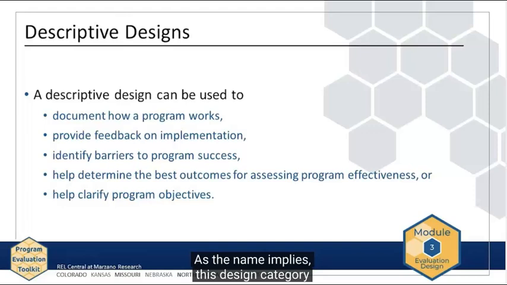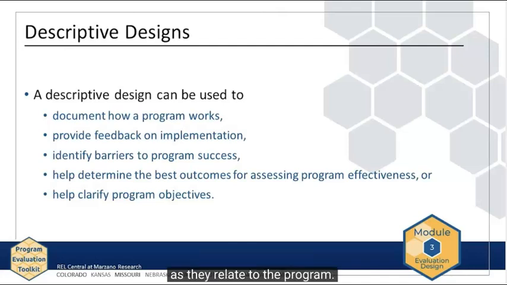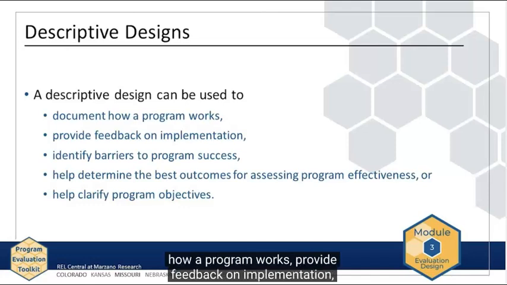As the name implies, this design category involves describing a program by addressing who, what, where, when, and to what extent questions as they relate to the program. A descriptive design can be used to document how a program works, provide feedback on implementation, identify barriers to program success, help determine the best outcomes for assessing program effectiveness, or help clarify program objectives.